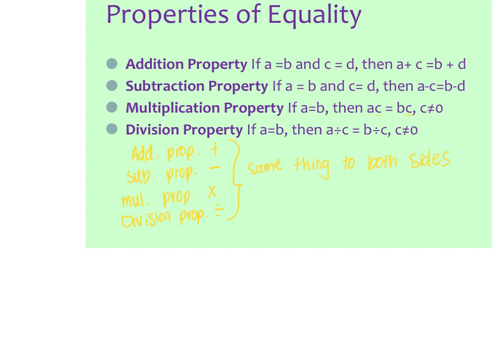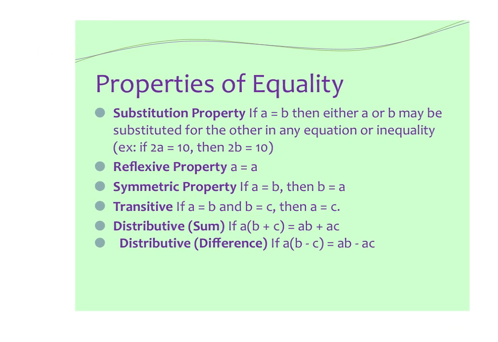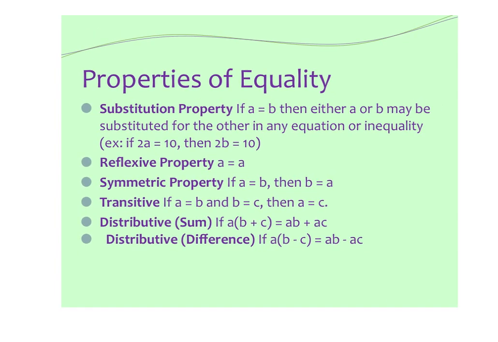That's just where you're dividing both sides by the same thing, okay? All right, properties of equality, some more. So we've got the substitution property. The substitution property of equality states that if A equals B, then either A or B may be substituted for the other in any equation or inequality.